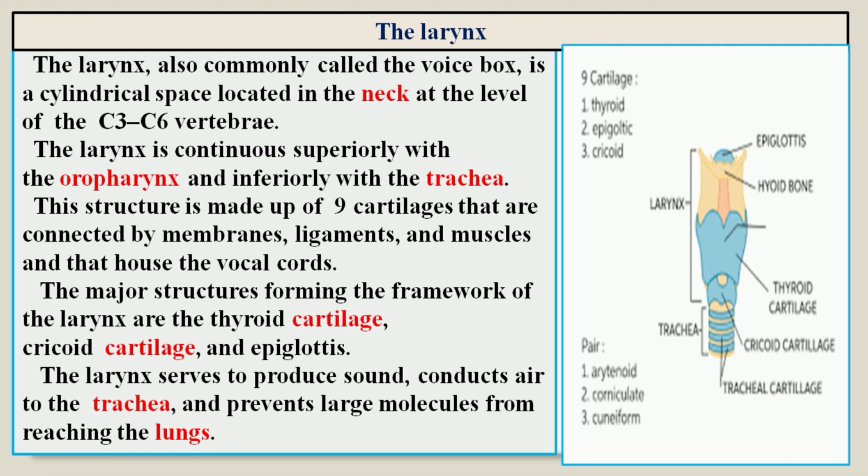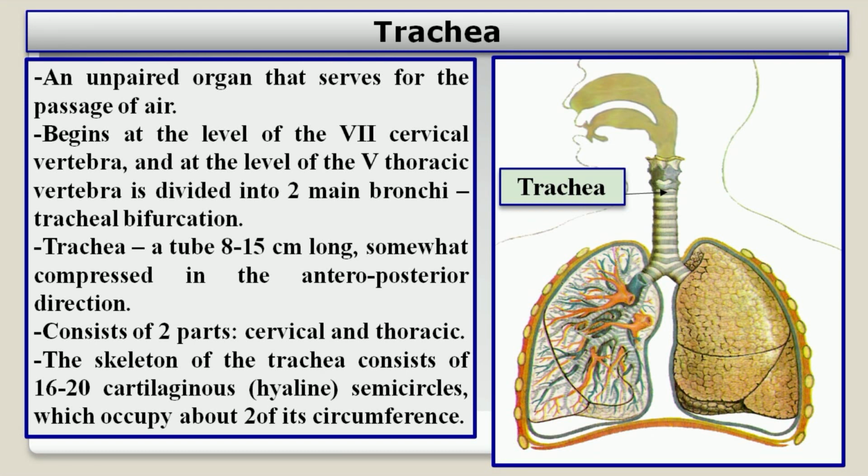The larynx serves to produce sound, conducts air to the trachea, and prevents large molecules from entering the lungs. Trachea, an unpaired organ that serves for the passage of air, begins at the level of the 7th cervical vertebra and at the level of the 5th thoracic vertebra is divided into 2 main bronchi, the tracheal bifurcation.